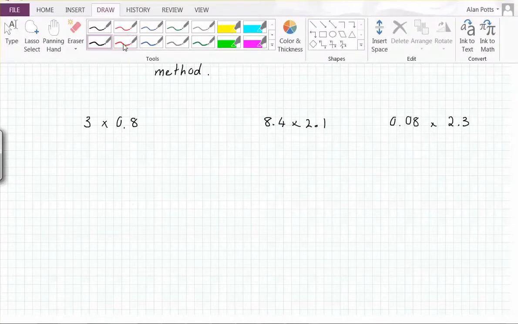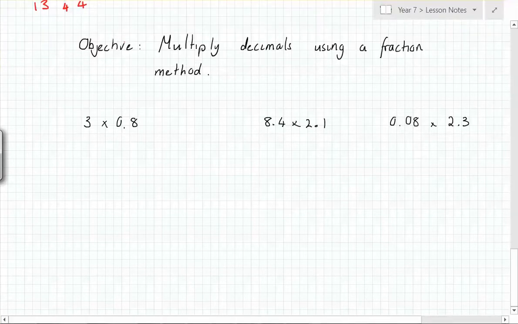Does anyone remember what I meant by the fraction method? The fraction method is when you have 84 or 8.4. Well, let's do this one, 3 times 0.8. Can you remember it for that one? I think you add a decimal place to the 3. Nope. Do you want to do it for this one then? Tell me what you said you were going to do. Well, on that one, you put 84 over 10. And 21 over 10. Oh, yeah, I remember this.